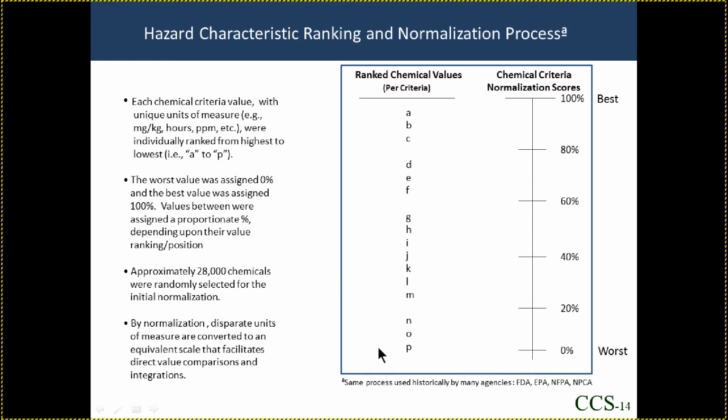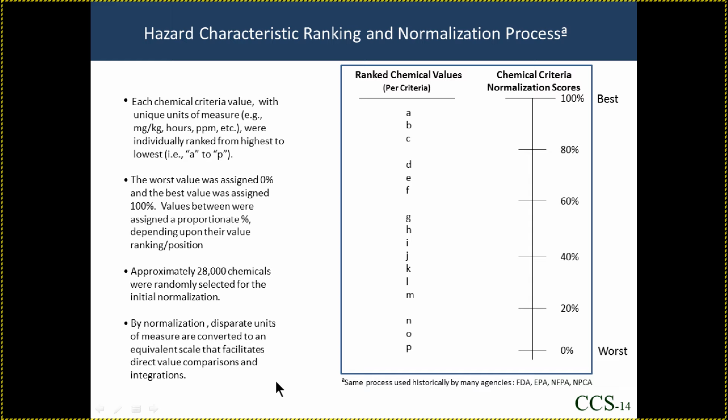And so we normalized each endpoint on this scale of 0 to 100. The worst value in a forced ranking of the data for persistence in air gets down here, where we have a P at the bottom, a 0. And the best value, or the least persistent value, gets an A at the top, or is assigned 100. All of the values in between are assigned their corresponding position on the normalization ranking scale between 0 and 100.